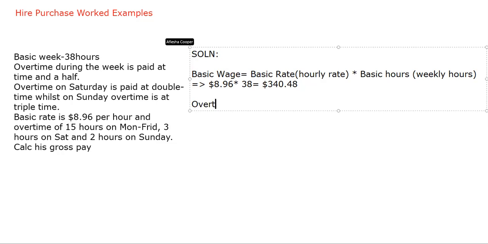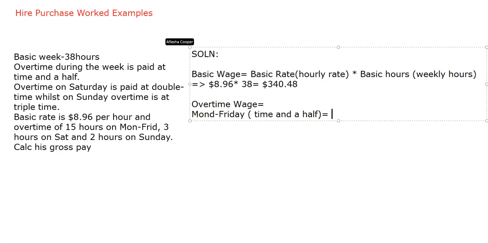So now that we have his basic wage, we have step 1. Now we need to calculate his overtime wage. But they didn't say one particular thing about overtime. It's broken up. Between Monday to Friday, he has time and a half. Saturday, he has double time, and Sunday, he has triple time. So we need to work this out separately. So do everything in order. Monday to Friday, we know that it's time and a half.